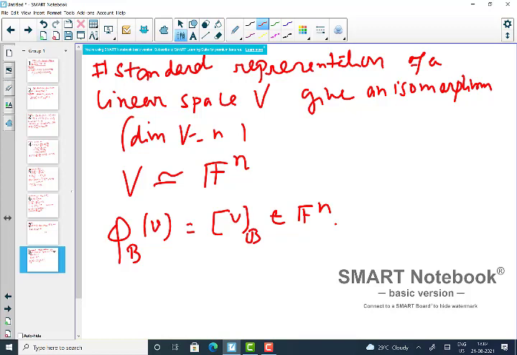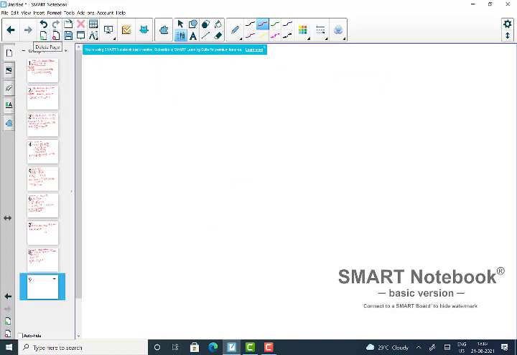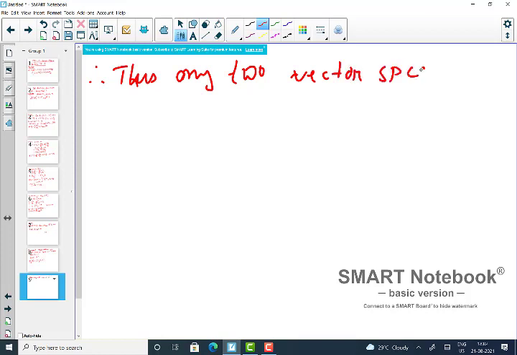So this also tells you that any two vector spaces of the same dimension are isomorphic.